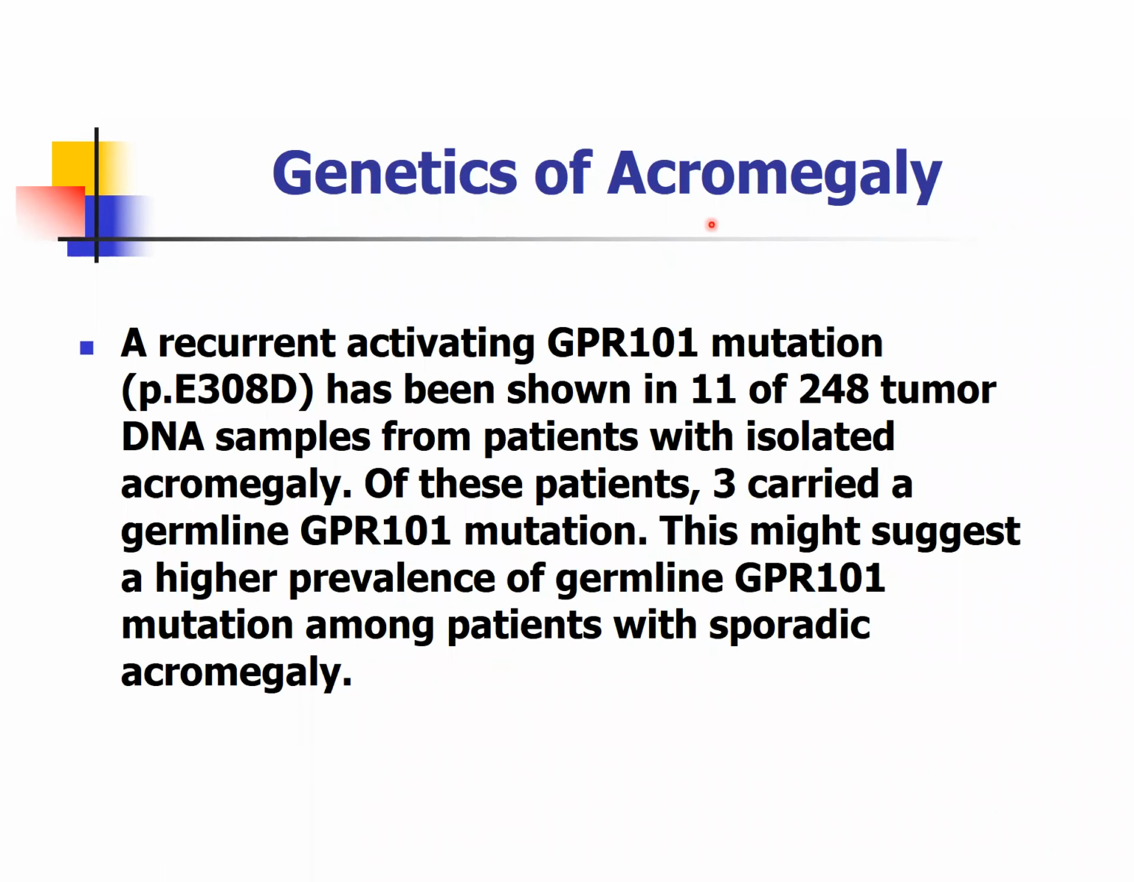Let's talk about the genetics of acromegaly. There is some genetic correlation with this tumor, and they believe it could be correlated with the GPR101 mutation. They found that the presence of this mutation increases in acromegalic patients who had some tumor. So that could mean this GPR101 mutation could be somehow correlated with acromegaly.